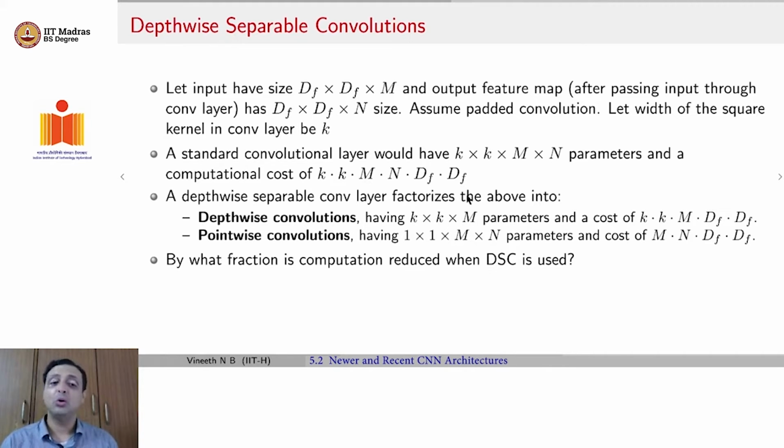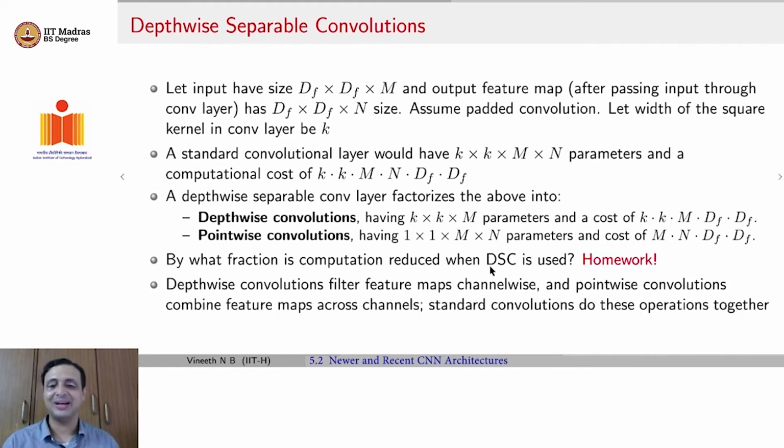So what was multiplicative in terms of these parameters now becomes an addition of k into k into m into df into df plus m into n into df into df. By what fraction is computation reduced? You can try computing it yourself, but clearly you can see that this would become additive, this would become multiplicative, and that should tell you by what fraction the computations reduce. This is very similar in principle to separable convolutions that we saw way back in the first week.